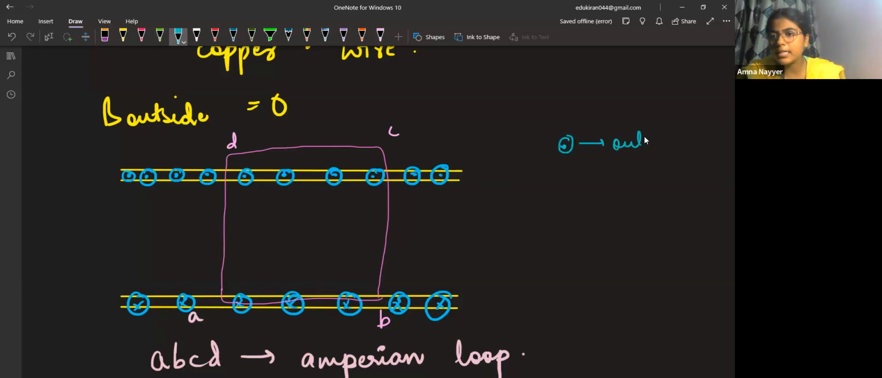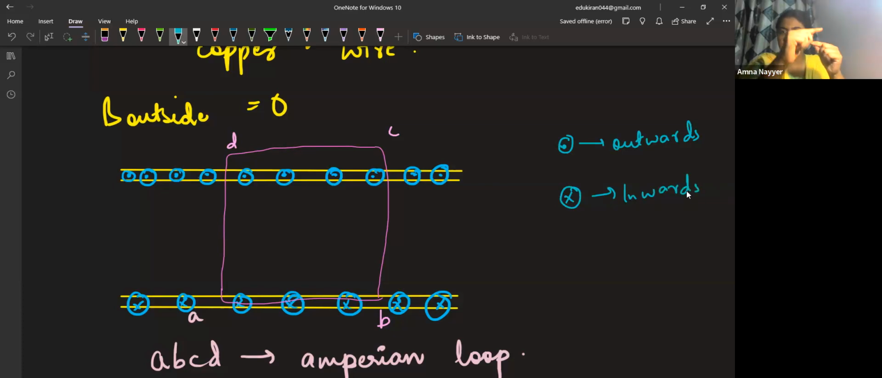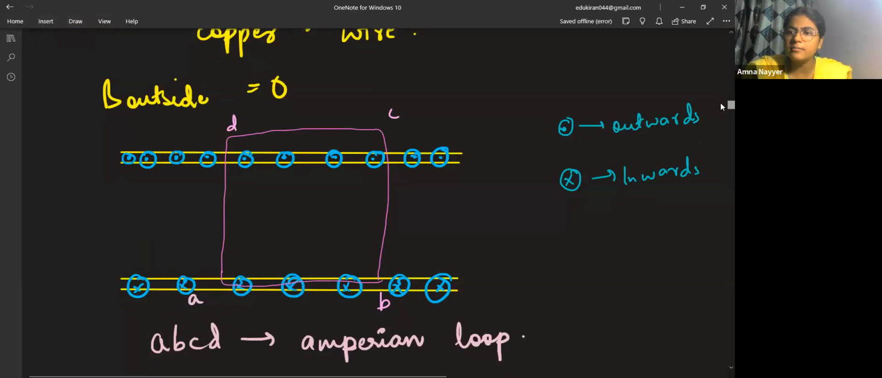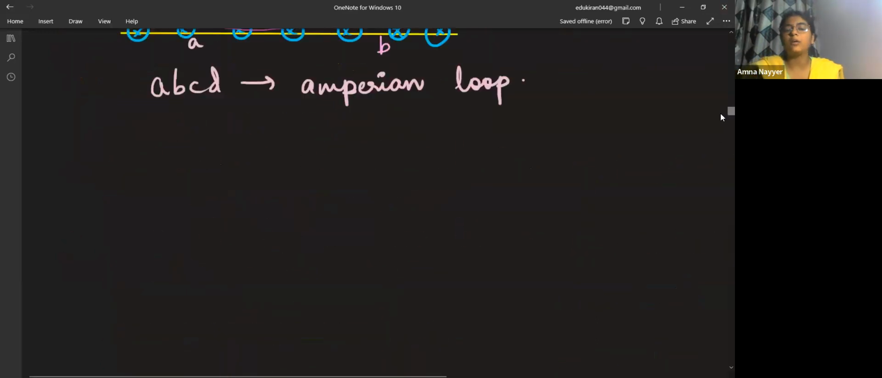means current is outwards. And this means current is inwards. So it's like this, current is going in, coming out, going in, coming out, going in, coming out. Because it is difficult for all of us to learn it on this. This is the actual. If you cut it from here, you will see current going in one turn, coming out, going like this, it will keep on moving.